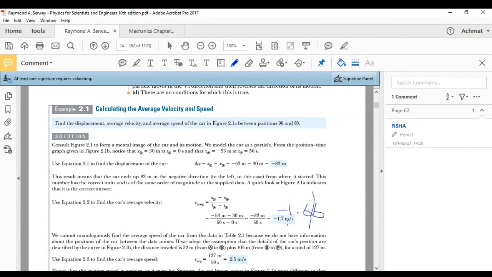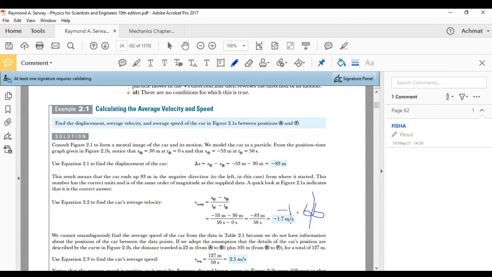Notice here, minus 1.7. The negative shows negative, and what would that actually tell you? If you were to have a graph of these positions, then that will tell you that your average velocity is a negative gradient. That is a negative gradient.